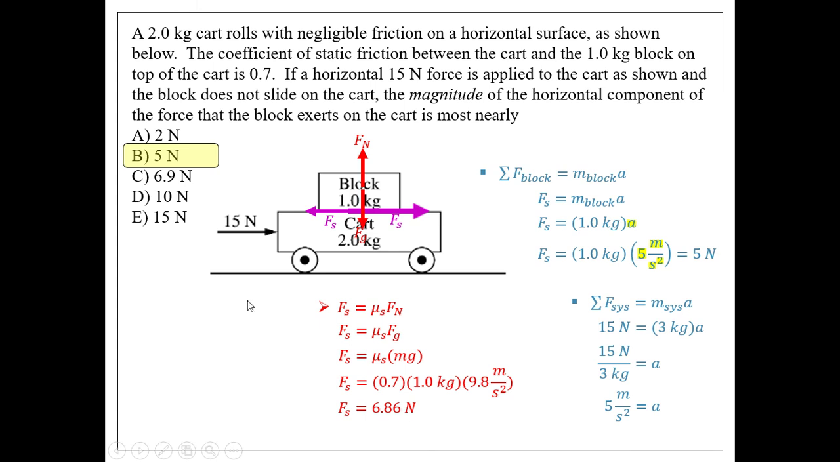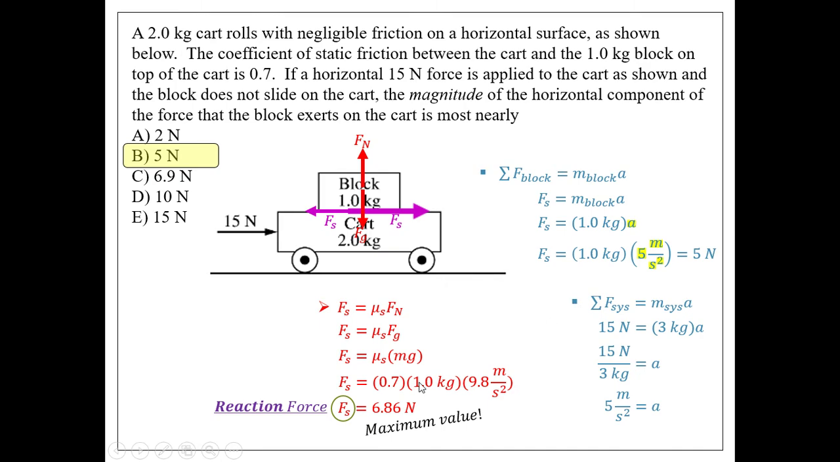And you might be tempted to pick C, right? But this is so wrong, okay? Because the Fs that you just calculated, if you were tempted to do this, 6.86, is the maximum value that the block can experience, okay? Maximum value. So I made a note here for you that Fs is called a reaction force. It can be between 0 all the way up to 6.86. However, for this particular problem, you don't need all of this 6.86. You actually only need 5.